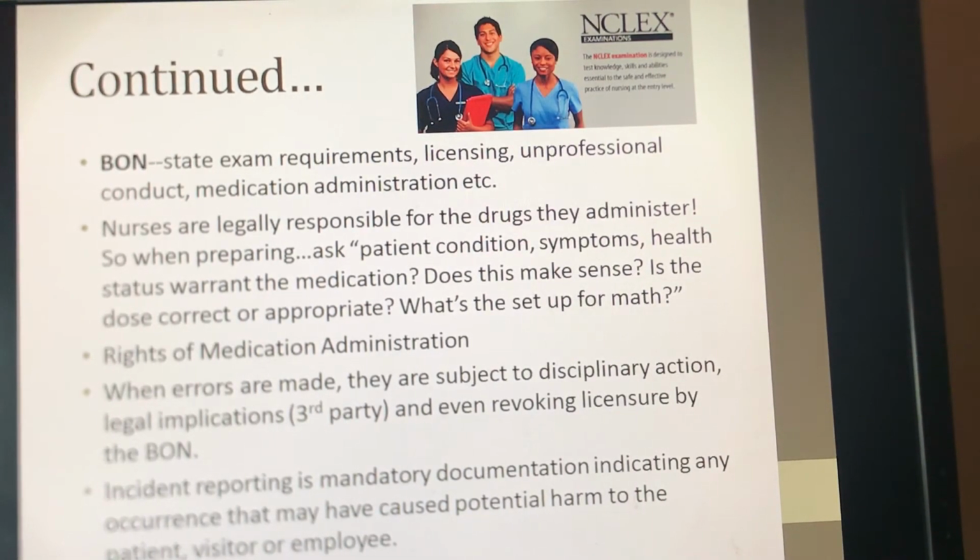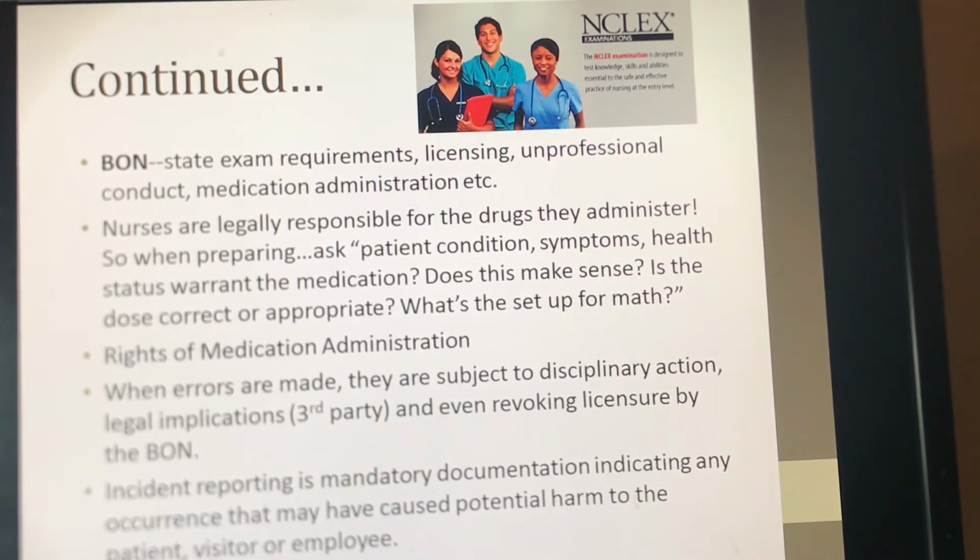Incident reporting is mandatory documentation. It talks about the occurrence. Was there any harm to the person, or anybody else around that person? Visitor, employee, that kind of thing. And so that is also what they take a look at.